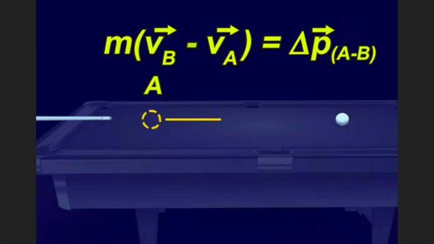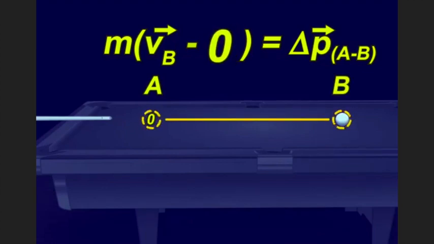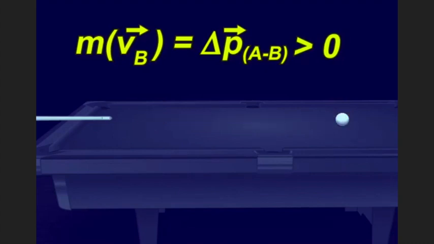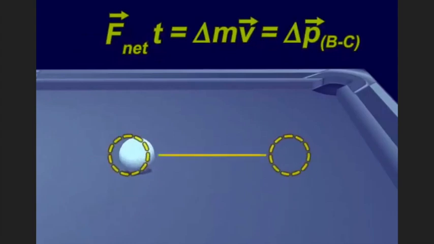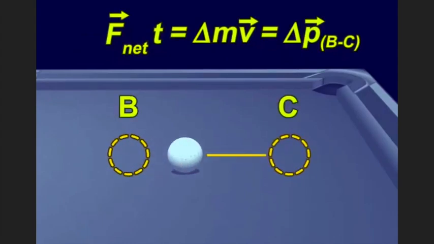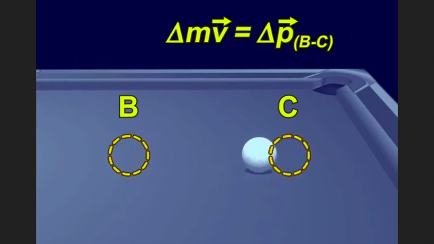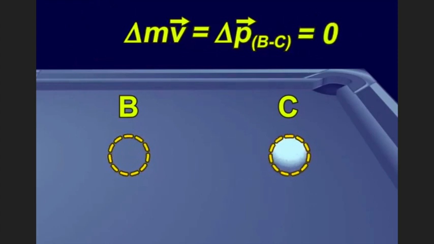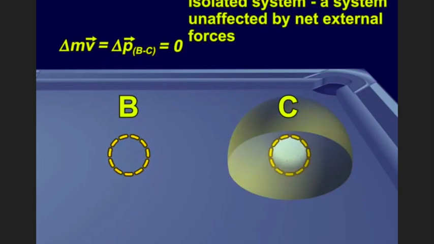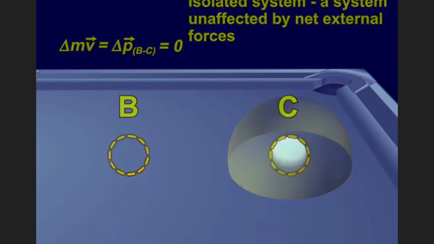For this example, the initial velocity at point A is 0, but the final velocity at point B is positive. Hence, we know that the change in momentum is positive, and so is the net force. We also see here where the ball moves from B to point C. Assume there are no external forces, including air resistance or friction. Therefore, we can say the change in momentum is 0. We have to also remember that momentum is only conserved in an isolated system.